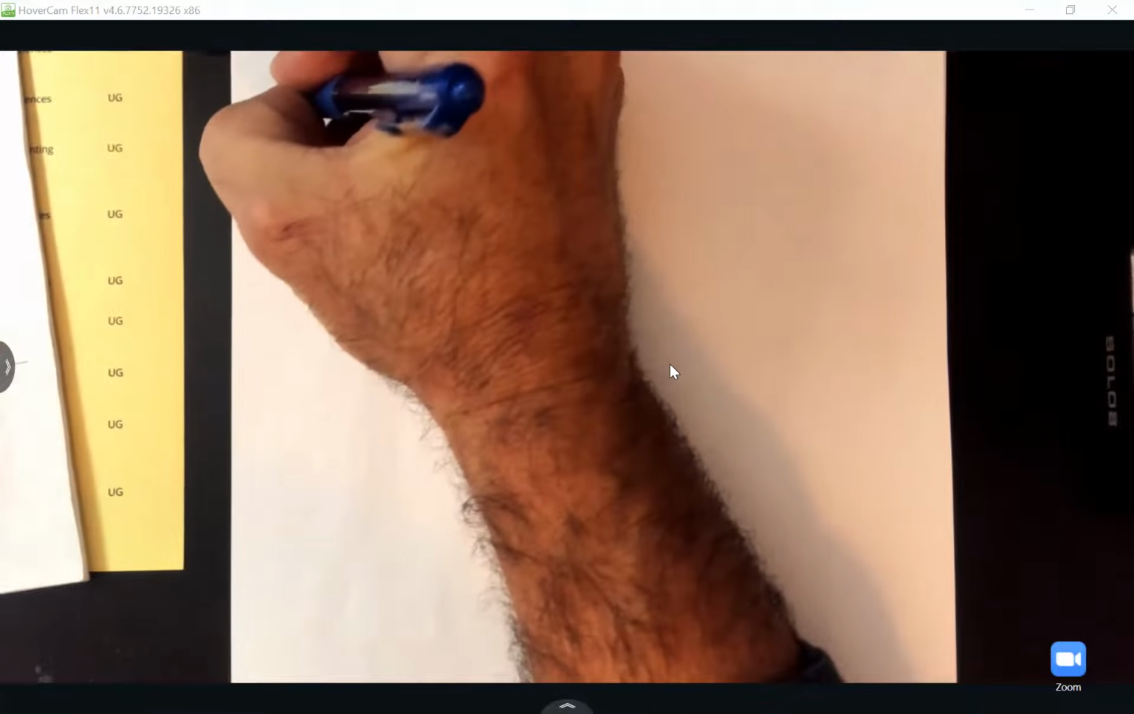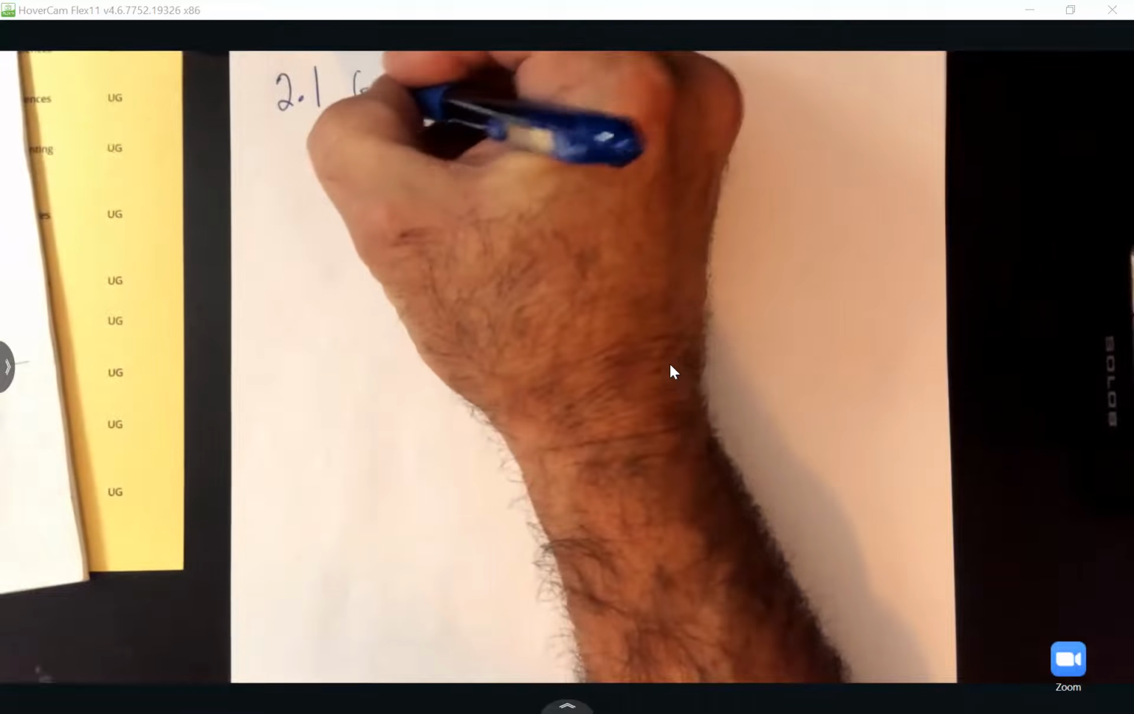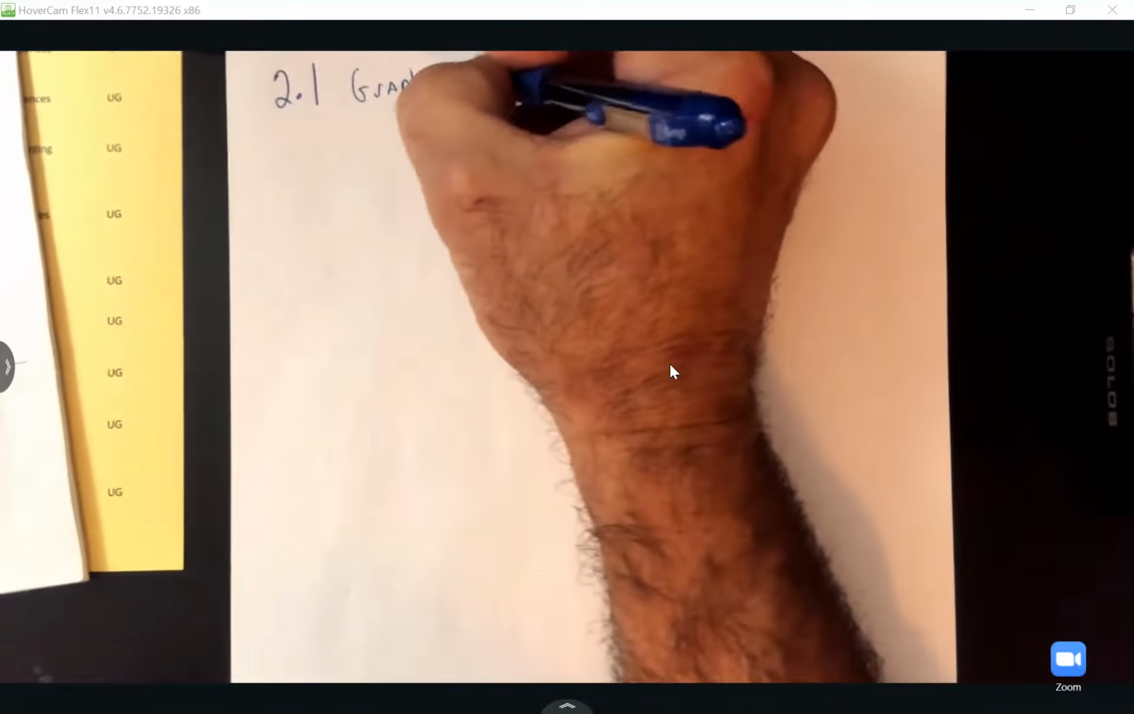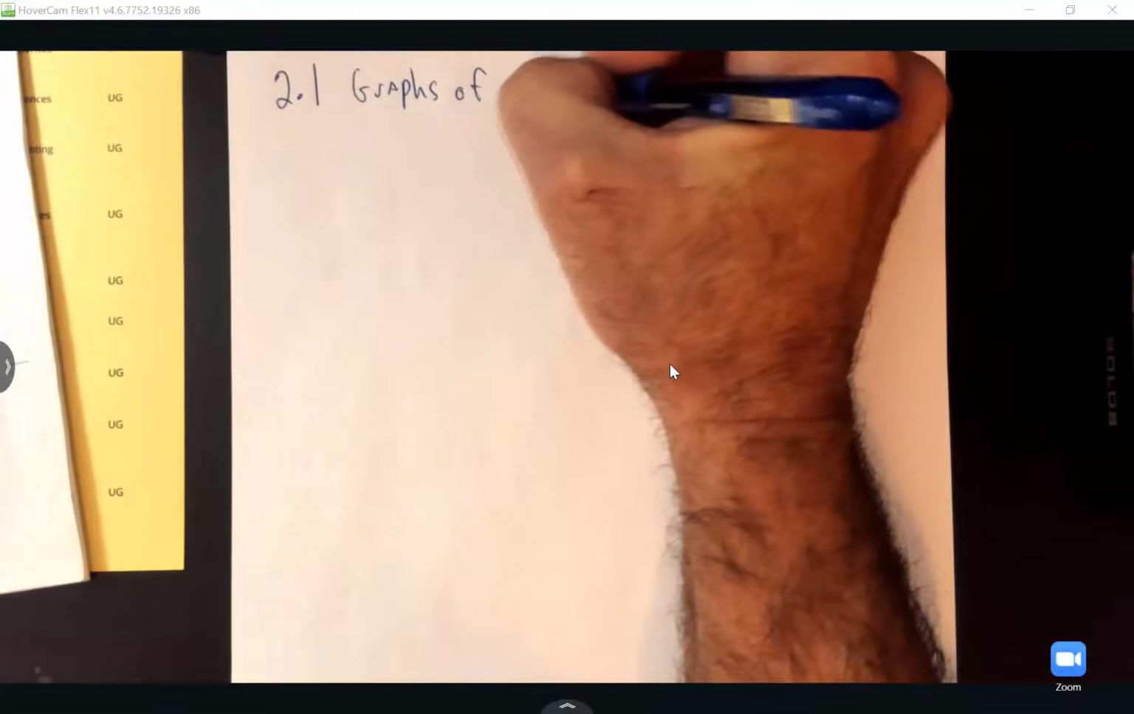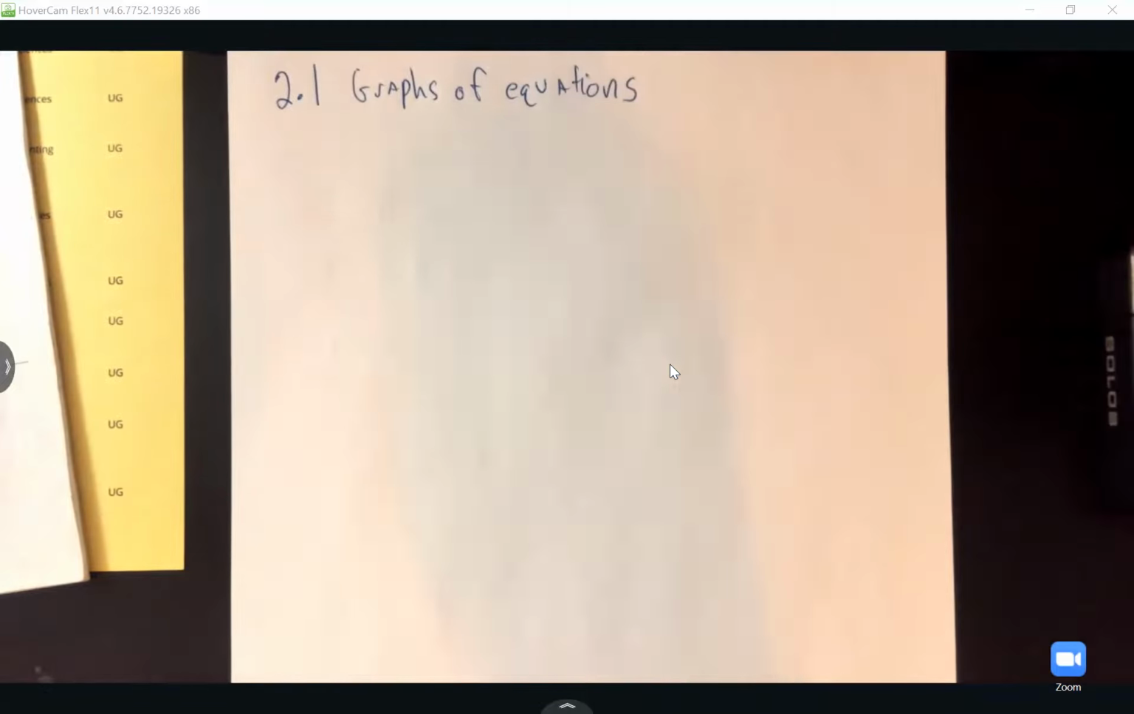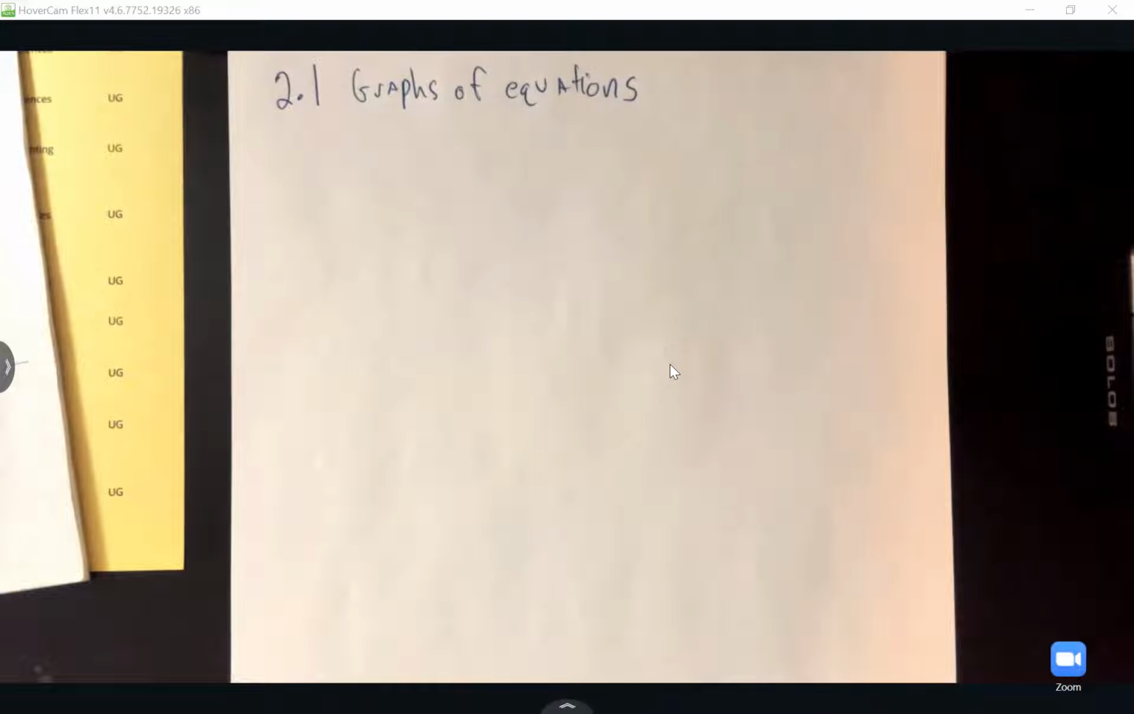So let's look. This is going to be 2.1, and 2.1 deals with graphs of equations. Let me do something real quick before I lecture. I'm going to bring my MyMathLab back up so y'all can sort of see me graphing these when we actually graph them. So let me get that ready for us.